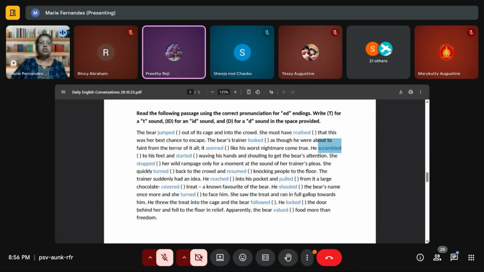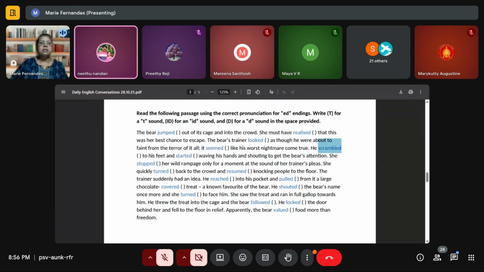Stopped. Oh, she stopped her wild rampage. Is it t or d? T. Okay. She quickly turned back to the crowd. Turned. And resumed knocking people to the floor. Resumed.